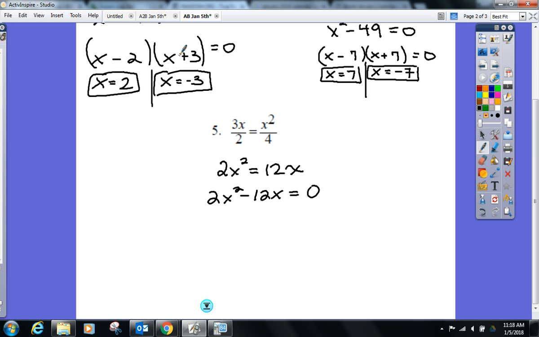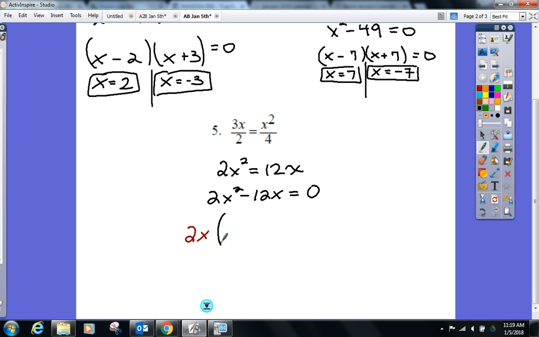2x squared minus 12x. What do they have in common? A 2, and anything else in common? An x. I can take a 2 and an x from both of those. And that's exactly what I'll do. I'll take a 2 and an x out. It doesn't go away. It stays right there. I'm going to do reverse distributive property here.